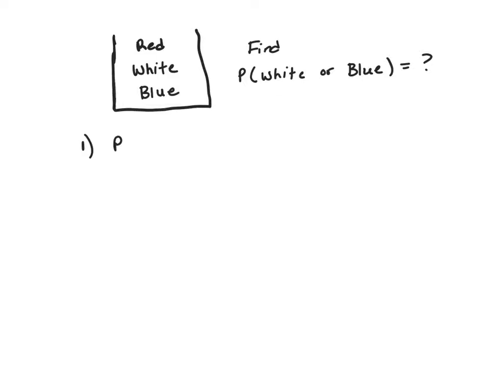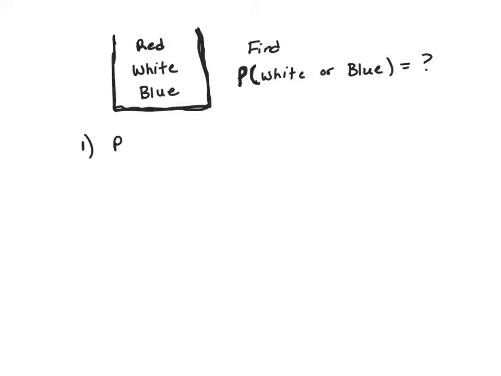All right, we have a bucket or something. It's only got red chips, white chips, and blue chips. And they ask us to find the probability, this is the notation I'm using, the probability of white or blue if we reach in there and pull out a chip. That's what I'm trying to find.